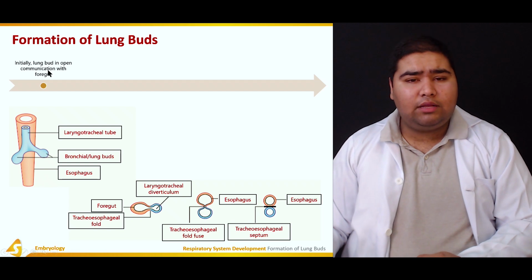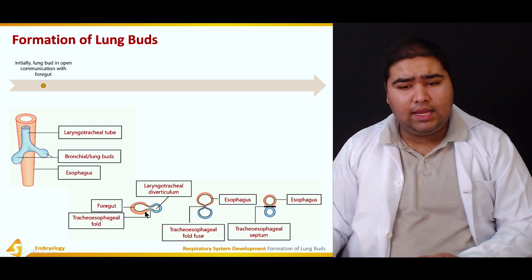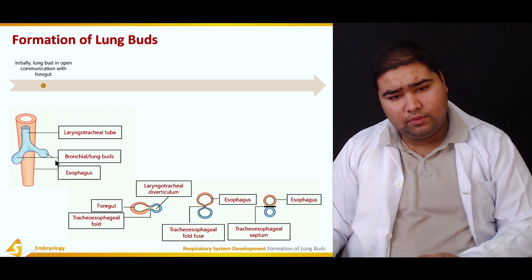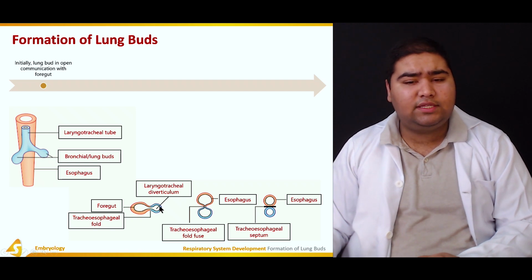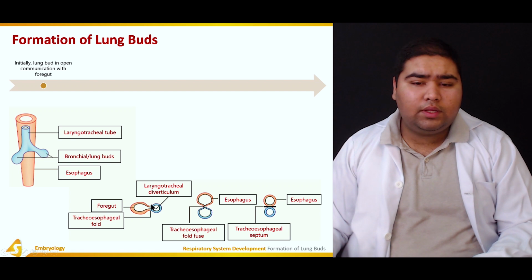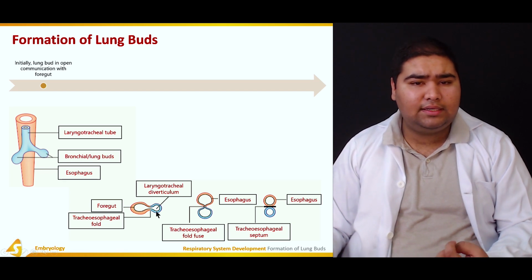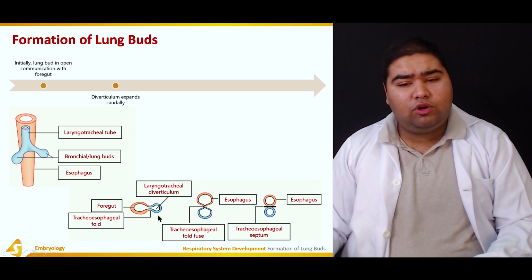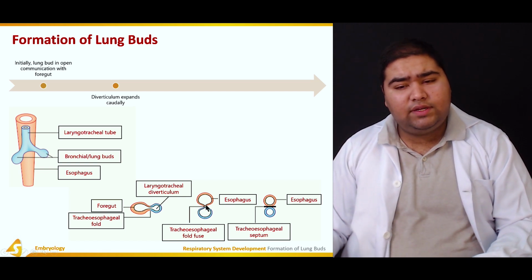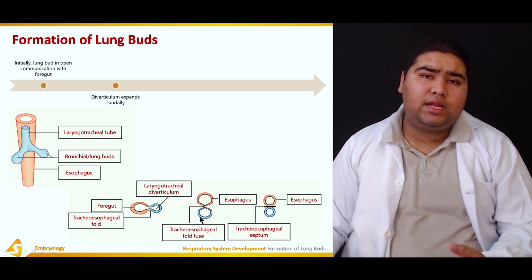So initially, the lung bud is in open communication with the foregut. Here, in this figure, you can see this is the foregut in orange, and this in blue is the tracheoesophageal bud. So here we can see this is the tracheal bud, and here we can see it's an open communication between the foregut as well as the trachea. Then the diverticulum expands caudally. This is the caudal expansion. Caudal is towards the feet, cranial is towards the head.